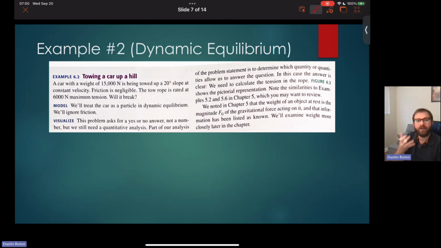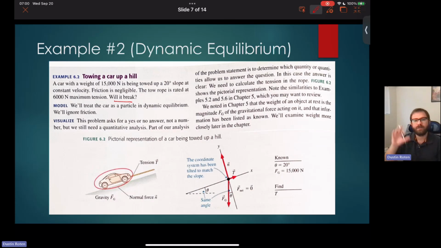So essentially, we just need to calculate tension. How much tension is actually there, and we can compare that to this number here in the problem. So really, the question is, will it break? Okay, let's model the situation. We've got a picture, we've drawn a coordinate system, we've added our vectors, we've added our knowns, and we've identified what we want to find. So we want to find the tension here.